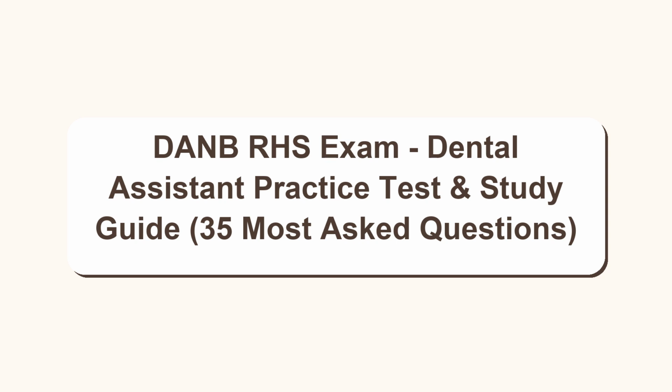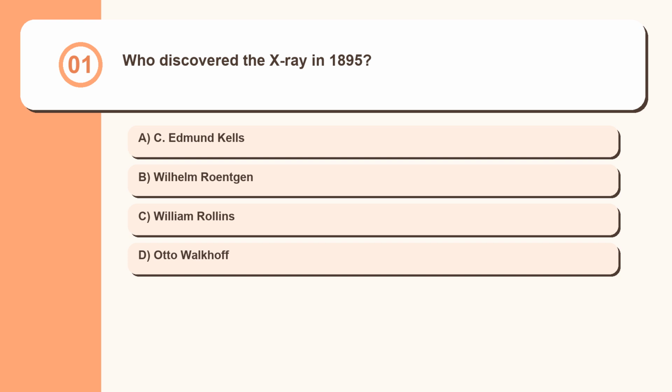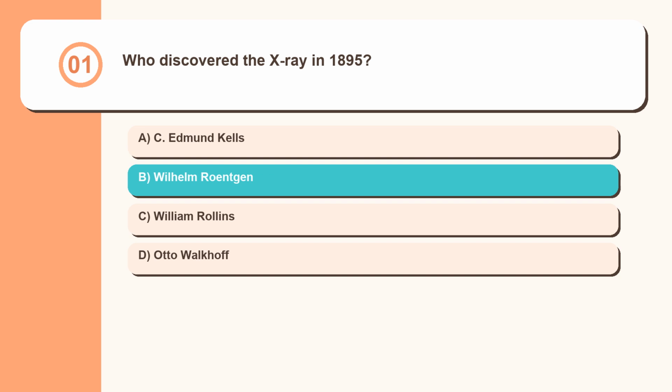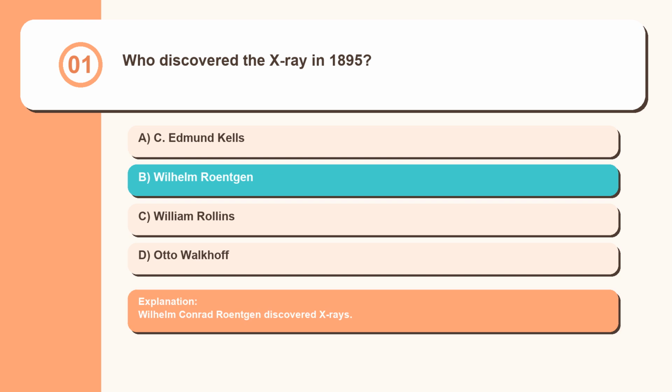DANB RHS Exam Dental Assistant Practice Test and Study Guide, 35 Most Asked Questions. Question 1. Who discovered the X-ray in 1895? C. Edmund Kells, Wilhelm Röntgen, William Rollins, Otto Walkhoff. Wilhelm Conrad Röntgen discovered X-rays.